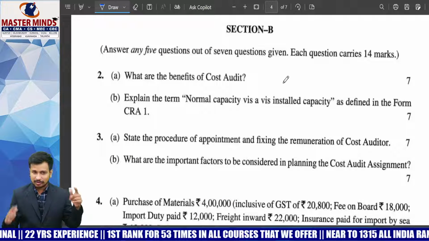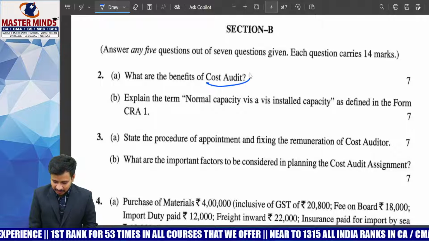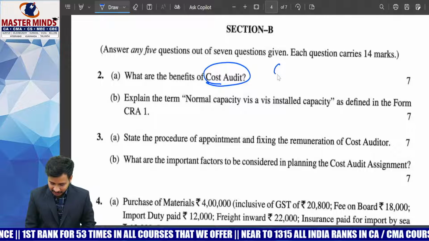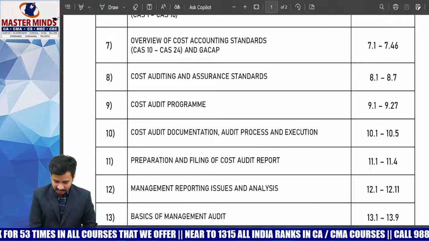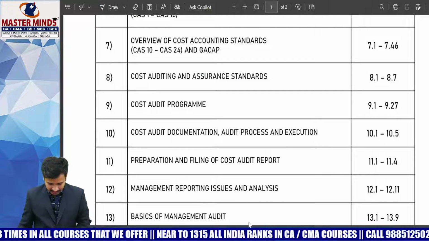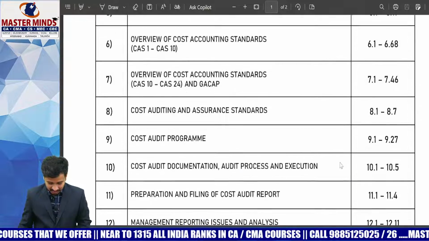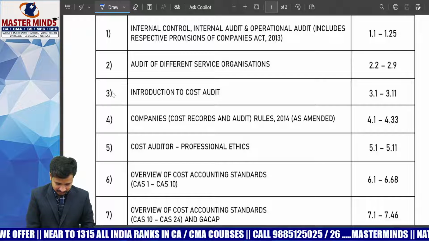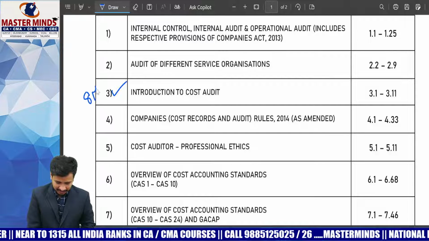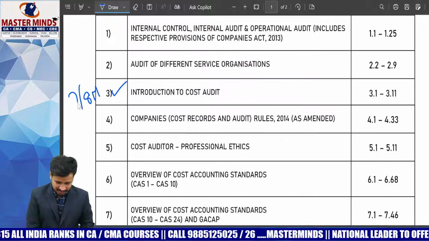And check out the questioning pattern, okay? Just first check out the questioning pattern. What are the benefits of cost audit, which is relating to cost audit? To tell you, this is the basics of cost audit. It is something like introduction to cost audit. Mandatorily, they ask a question from introduction to cost audit. This one was asked for 8 marks.